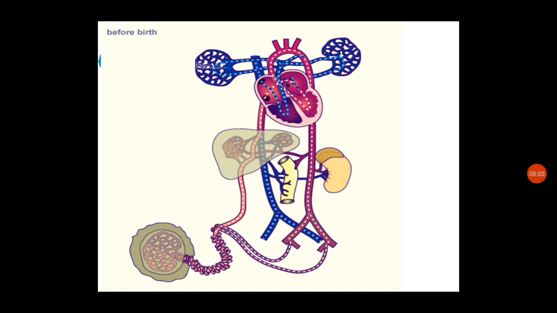Finally, there will be two umbilical arteries. They will be taking the deoxygenated blood into the placenta, and again the recirculation will be happening. So this is the placental circulation, or the fetal circulation with the help of the placenta. So hope you all are clear.